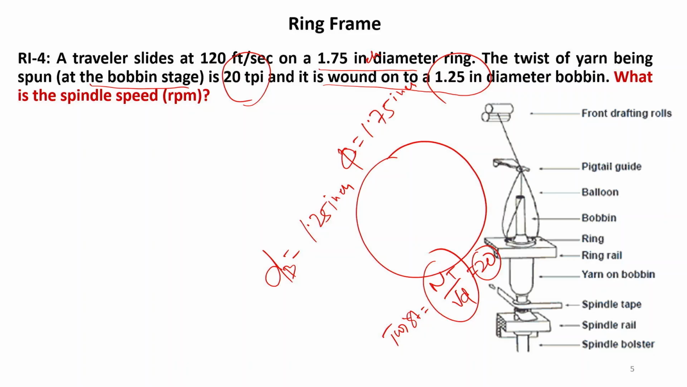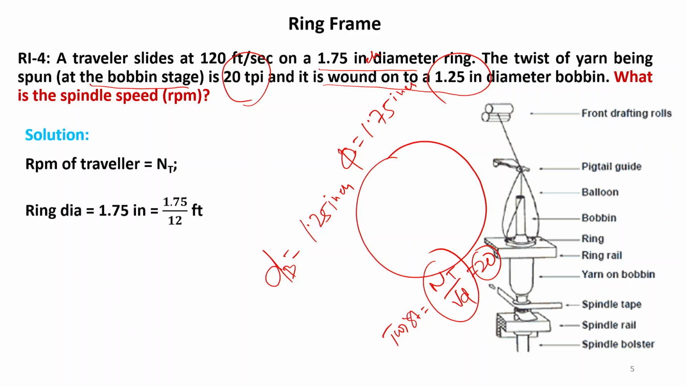Here delivery speed is not given, only traveler sliding speed is given. So, the RPM of the revolution of the traveler Nt, and ring diameter, because the speed is in feet per second, we are converting it to feet. So, ring diameter is 1.75 by 12 feet.